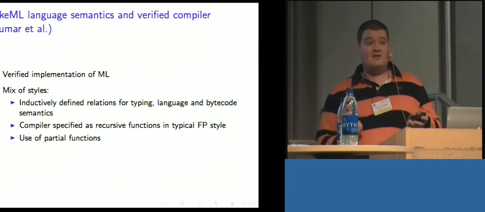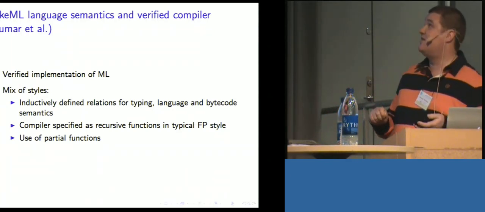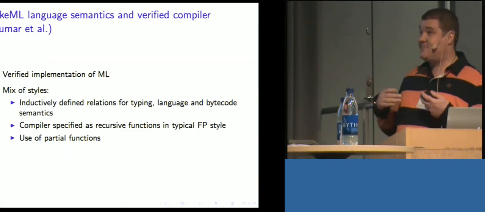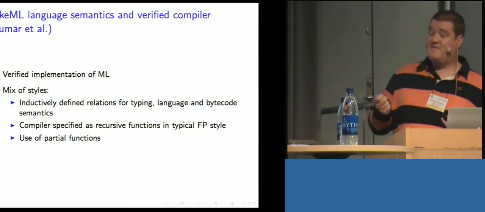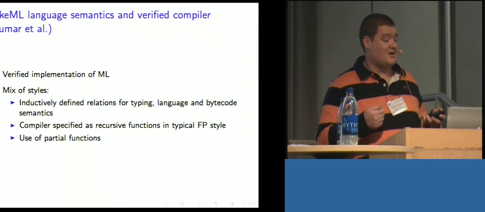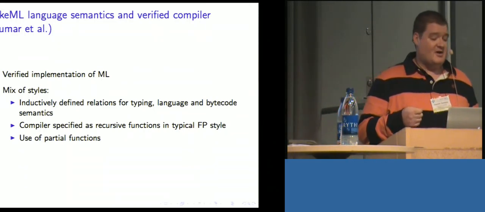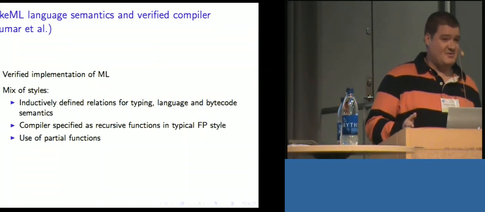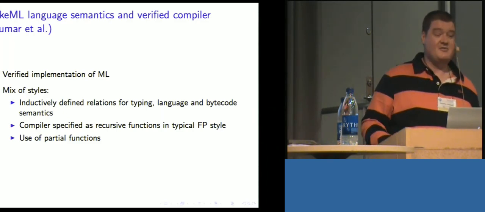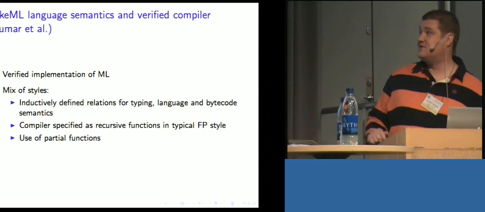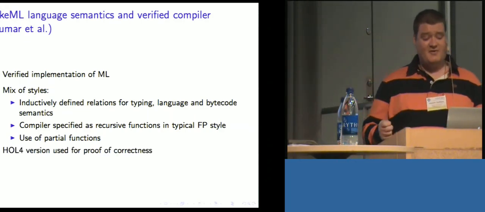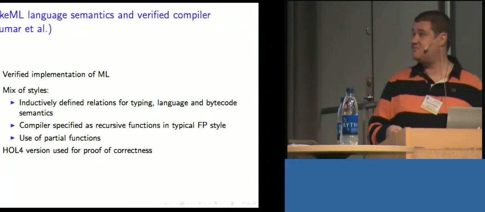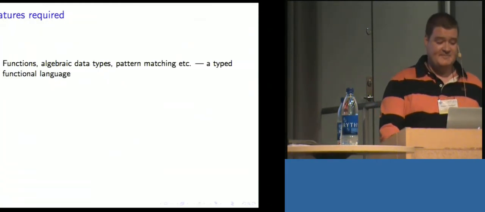And the last model I'm going to examine is CakeML, which is a verified implementation of ML by Kumar and company. And again, this is specified using a mix of styles. So there's an inductively defined relation used for typing, language, and bytecode semantics. The compiler is specified as recursive functions in a typical functional programming style. And there's also use of partial functions within the model itself, which they've found quite useful apparently. And the HOL4 version has been used as the basis of proof of correctness for the compiler and the semantics.